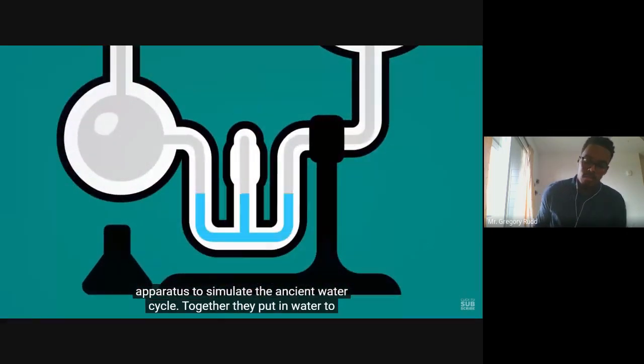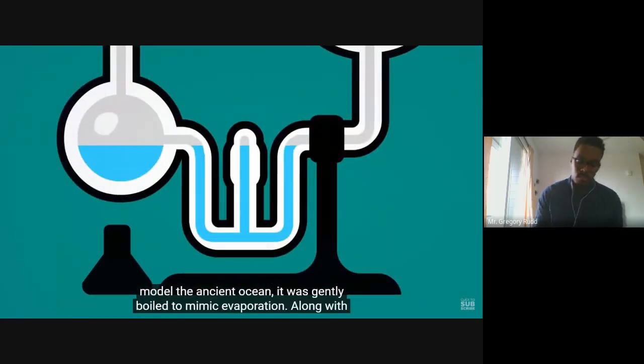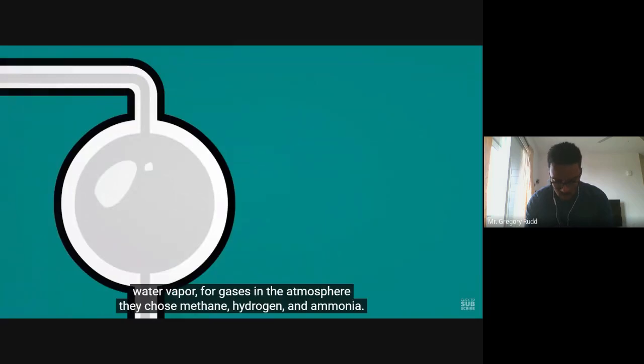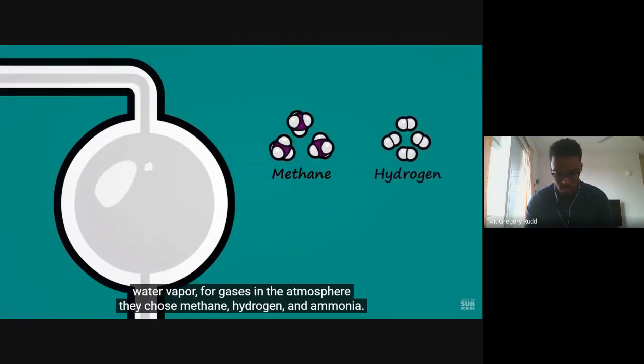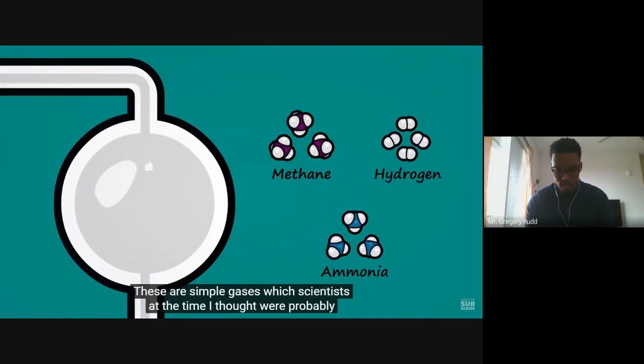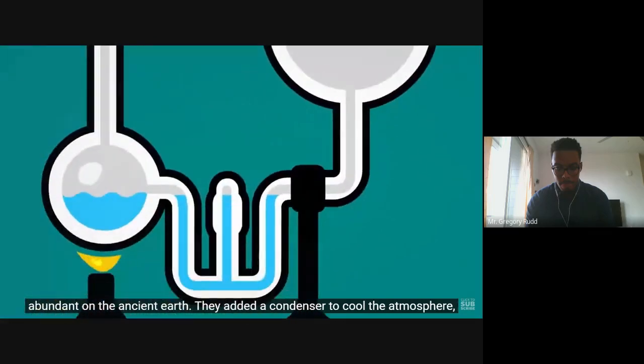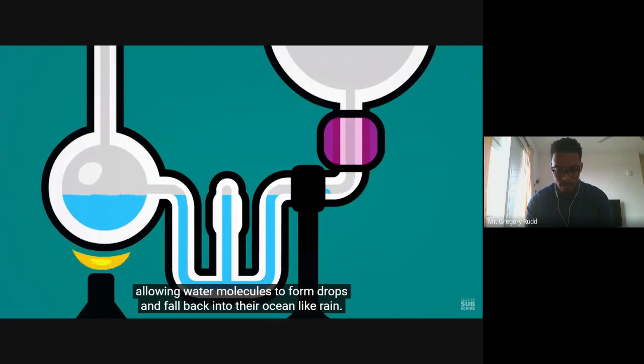Together, they put in water to model the ancient ocean. It was gently boiled to mimic evaporation. Along with water vapor, for gases of the atmosphere, they chose methane, hydrogen, and ammonia. These are simple gases which scientists at the time thought were probably abundant on the ancient Earth. They added a condenser to cool the atmosphere, allowing water molecules to form drops and fall back into their ocean like rain.